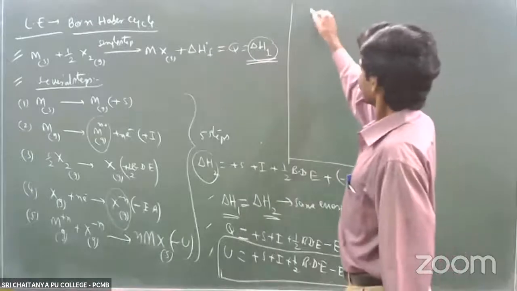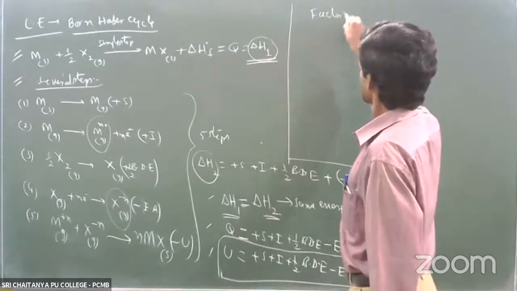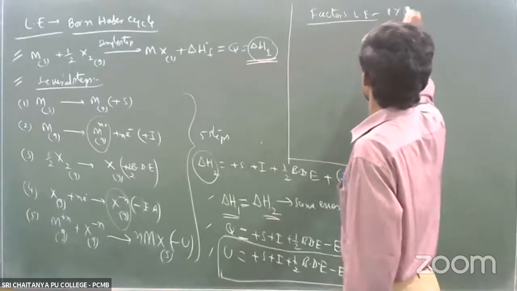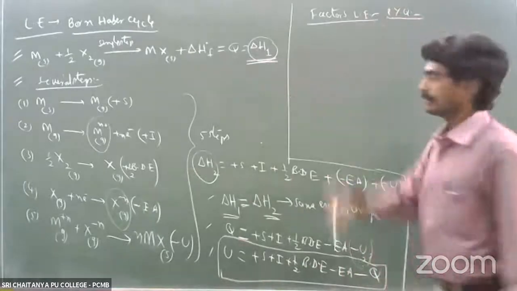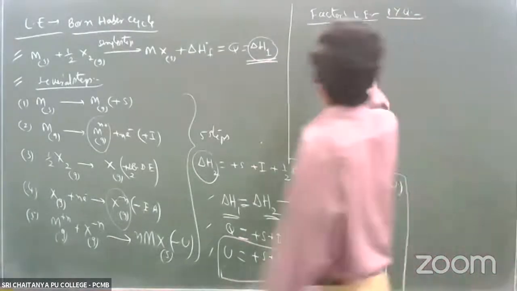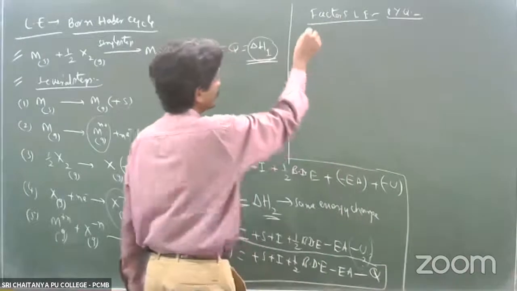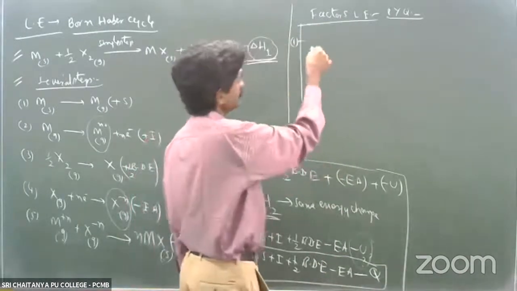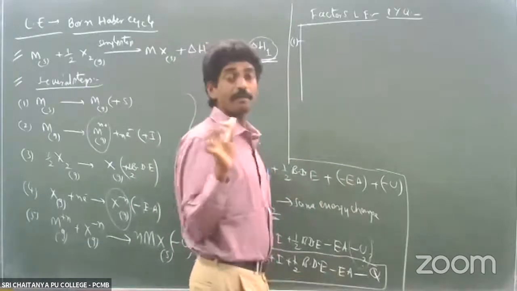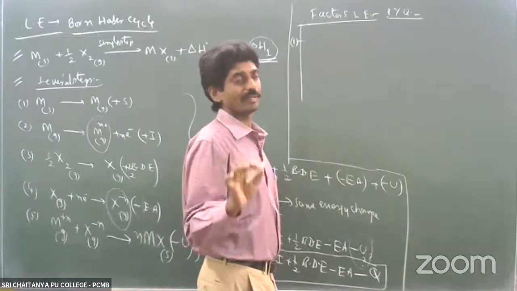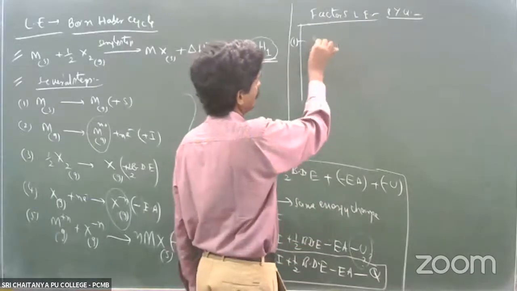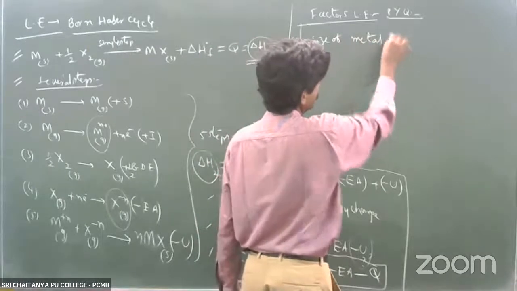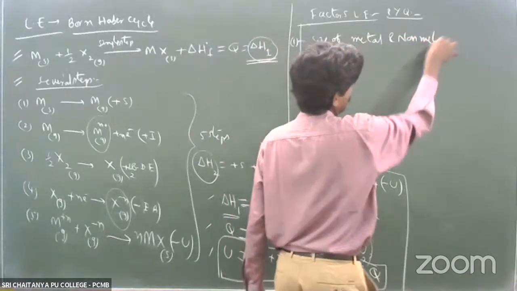Then, what are the factors influencing lattice energy? From this concept, previous year theory questions are there, my dear students. Here, the lattice energy is influenced by, the first factor is the size of the metal atom and non-metal atom.